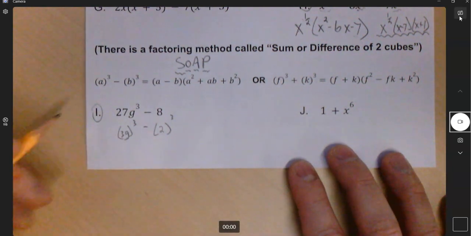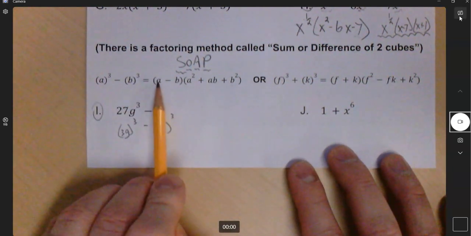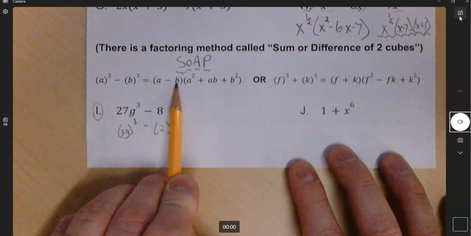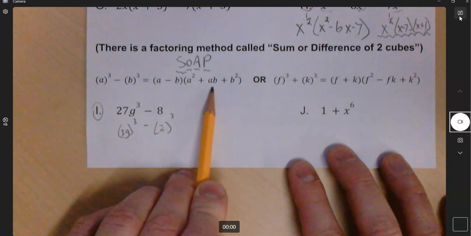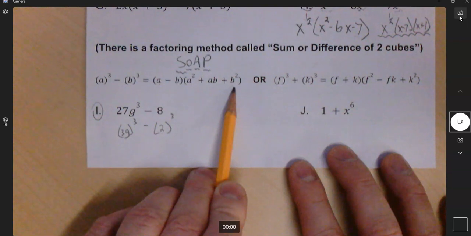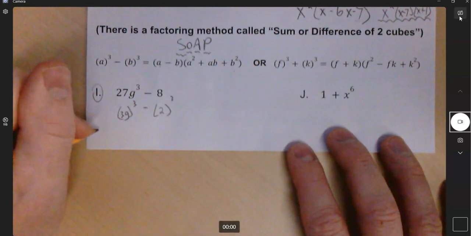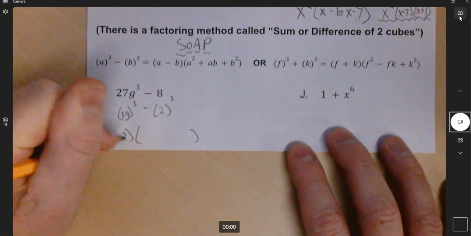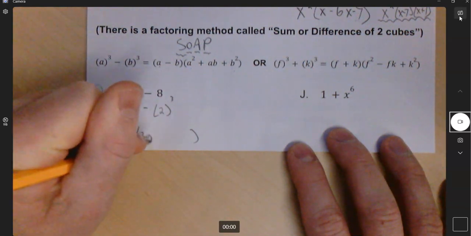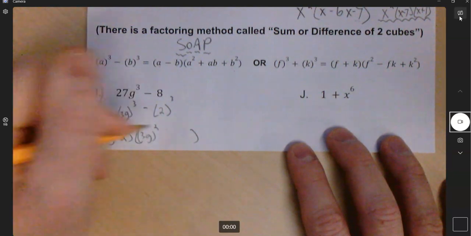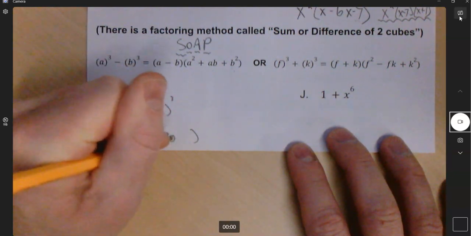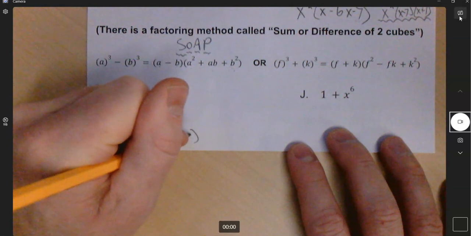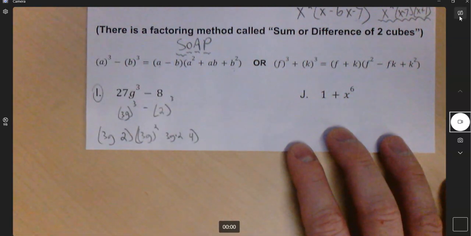If I can write it like this, it will factor to, I'm going to read it here, the first one, the second one, the first one squared, the first one times the second one, and the second one squared. Okay, so let's make that happen. Now that I've written it like that, it factors to the first one, the second one, the first one squared, the first one times the second one, and the second one squared. I went ahead and squared it.